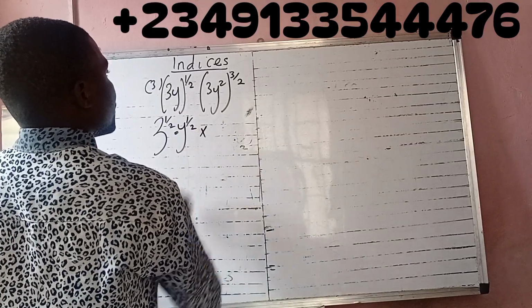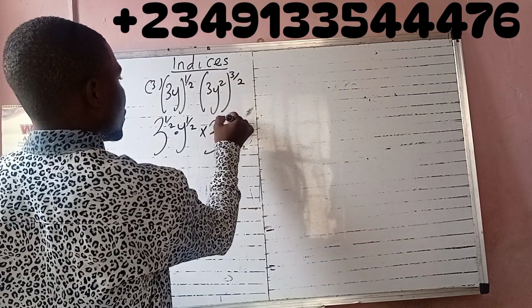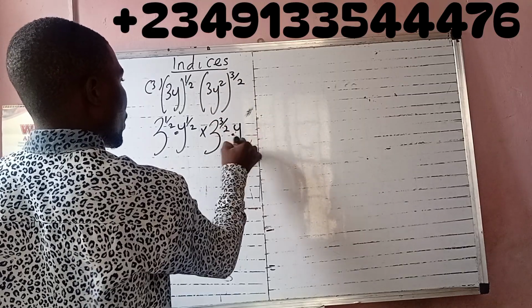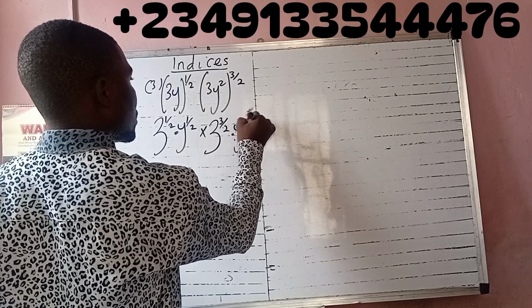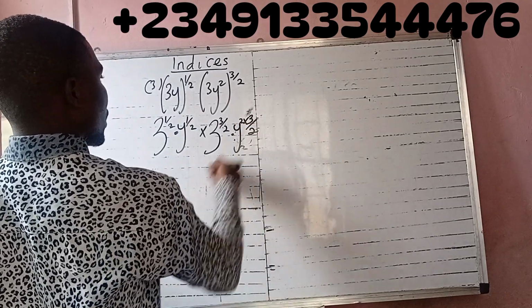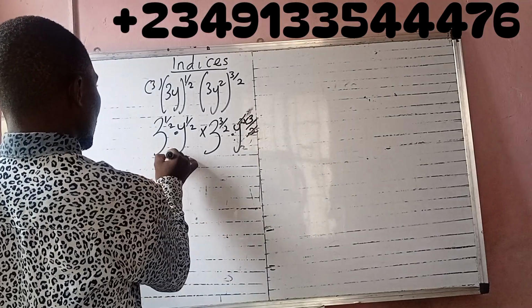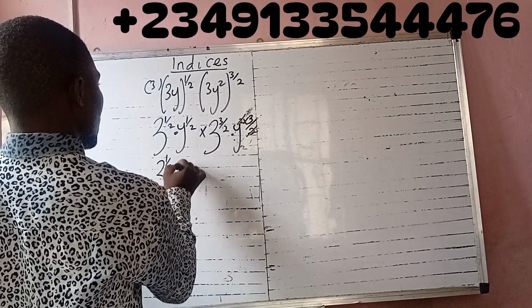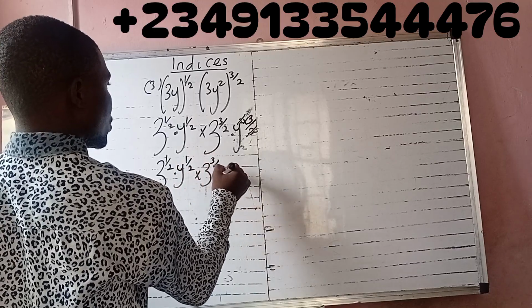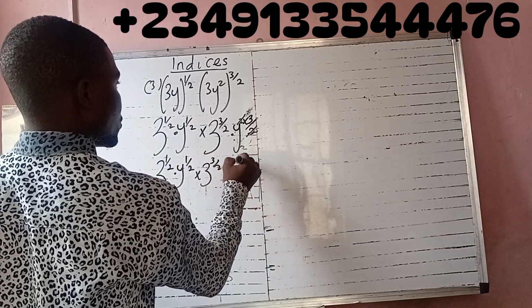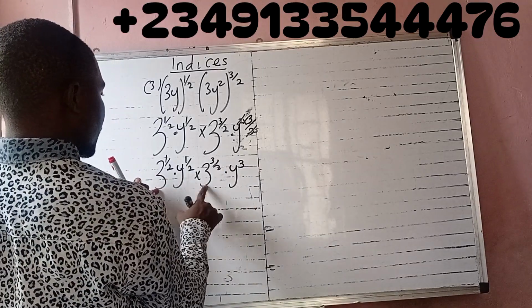So here now we can say 3 again, 3 over 2 times y, times what? 3 over 2. Here now we can say 2 cancels 2. So here we have 3 to the power 1 over 2, y to the power 1 over 2, 3 to the power 3 over 2, then y is to the power what? Is to the power 3.